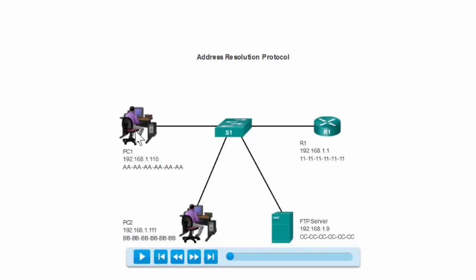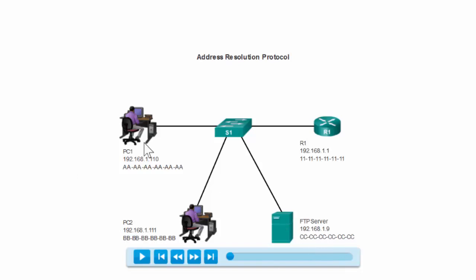So for example, if I want to get a specific file from the FTP server, I know the IP of the FTP server, but I don't necessarily know the physical address of that server, in which case I need to find out this information. In order for us to get the physical address that corresponds to that IP address, we use a specific protocol called Address Resolution Protocol. So that's the first protocol that we will talk about, which is used to get the physical address that corresponds to a particular IP address.